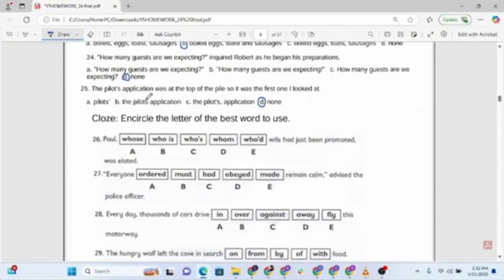Close. Encircle the letter of the best word to use. Close. Choose the best word.